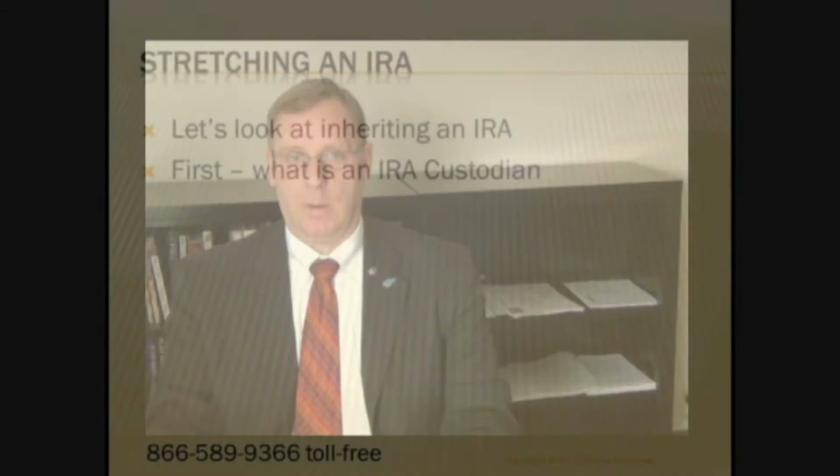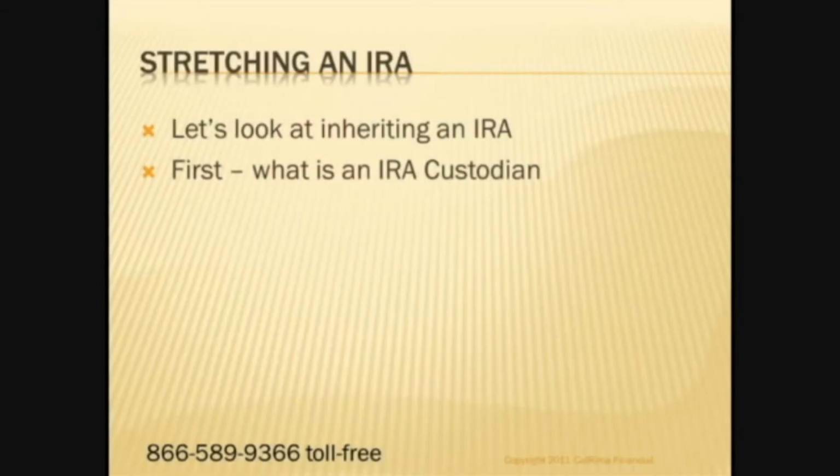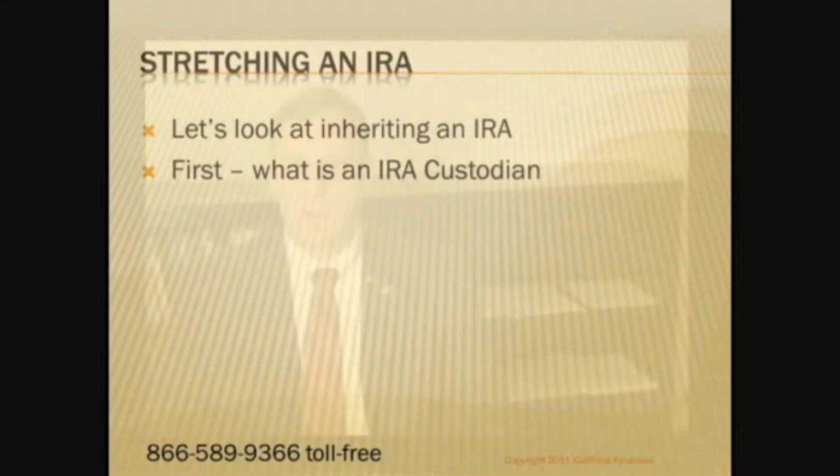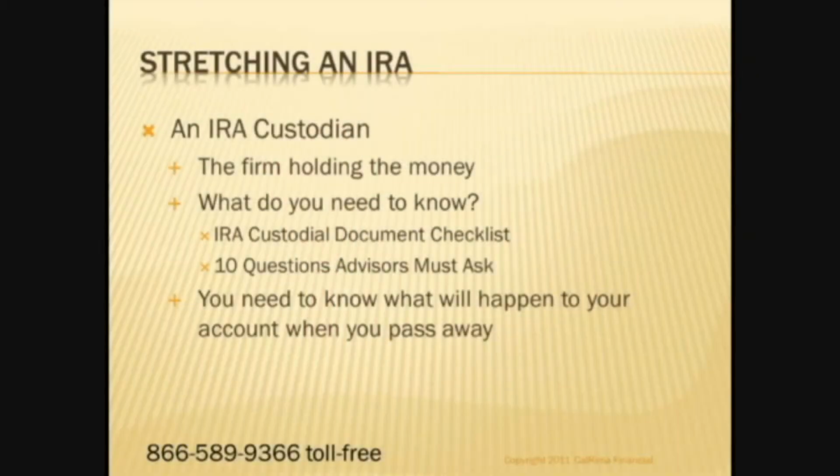Let's look at inheriting an IRA. First, before you can look at that, we need to understand there's somebody called a custodian in the middle of this. You have your money sitting in an IRA account. That IRA account is being held by a trustee or a custodian. An IRA custodian is the firm holding the money. Now, what do you need to know about that firm and that custodian?